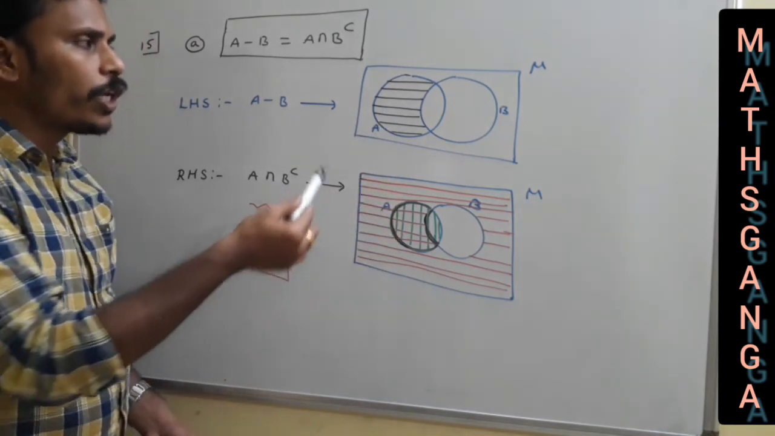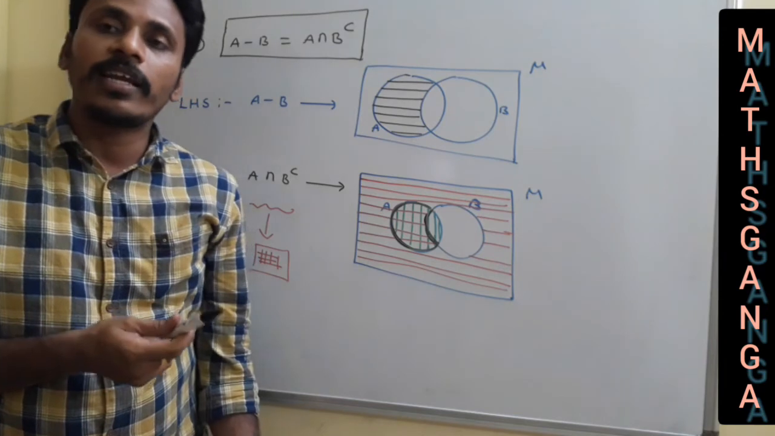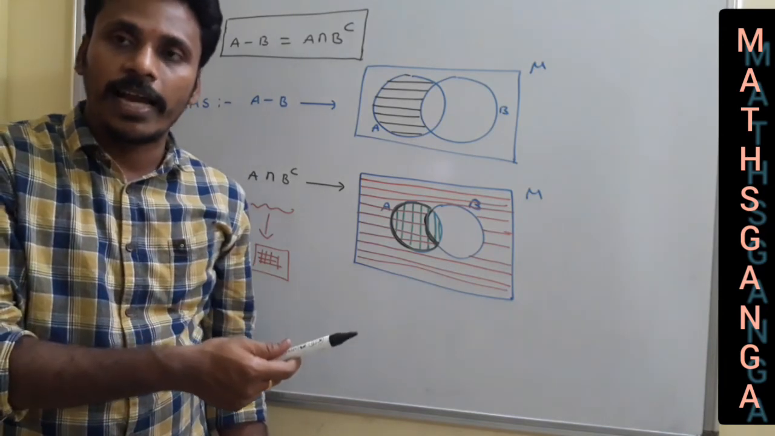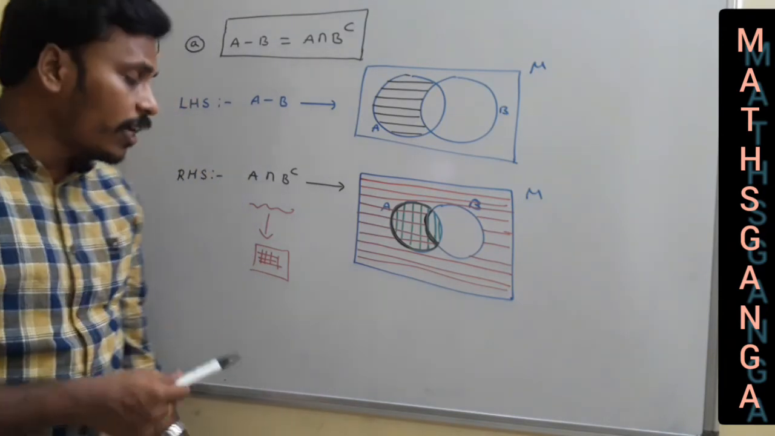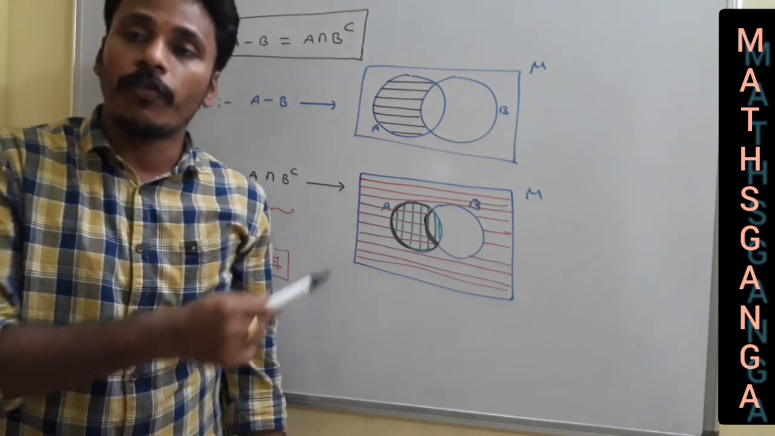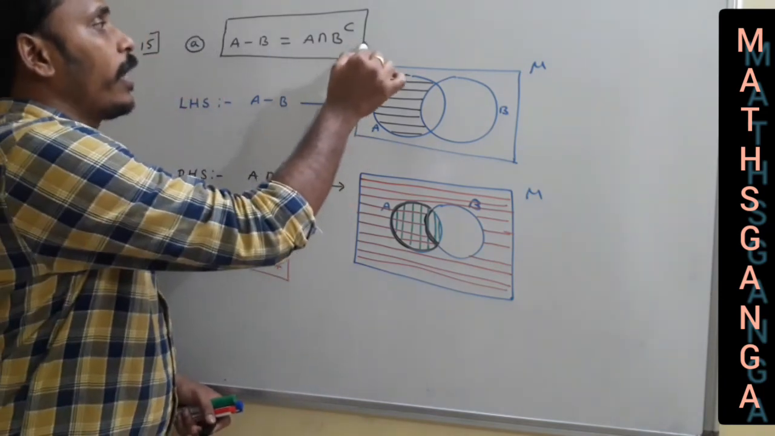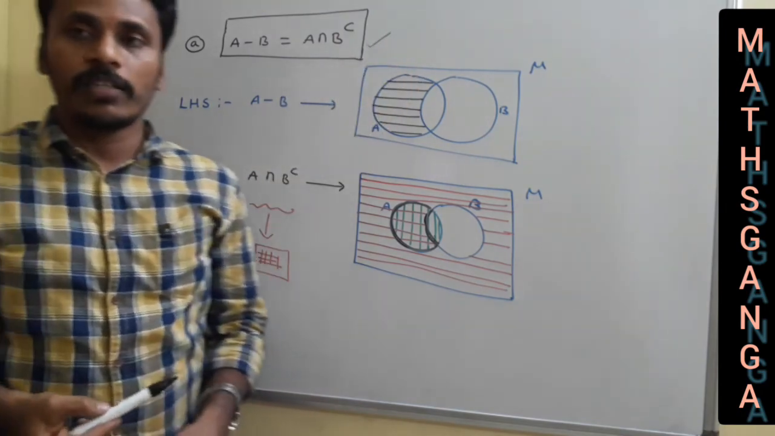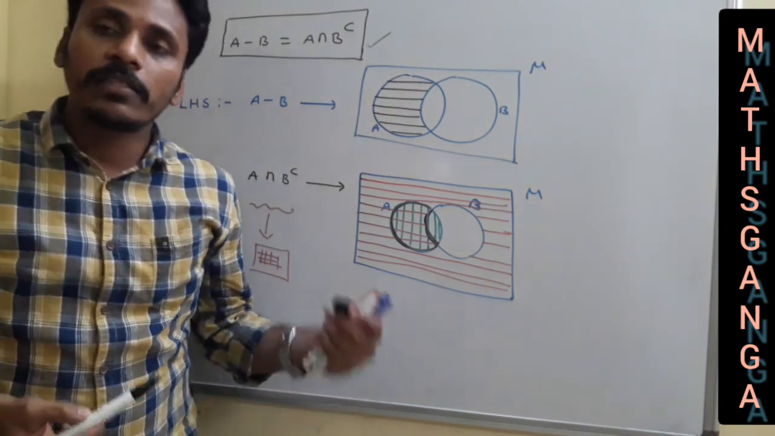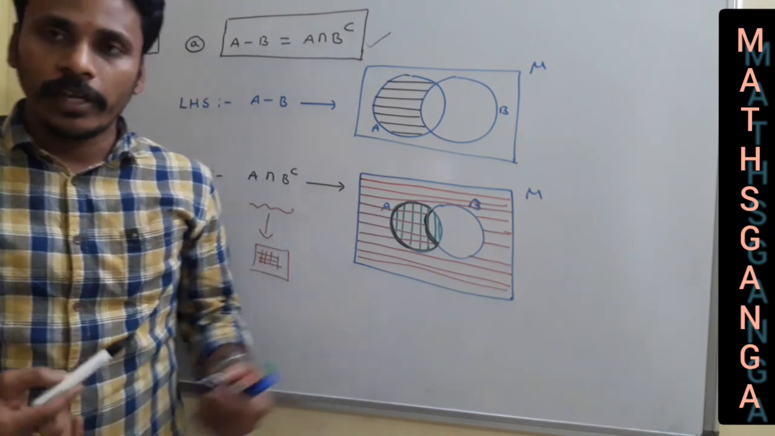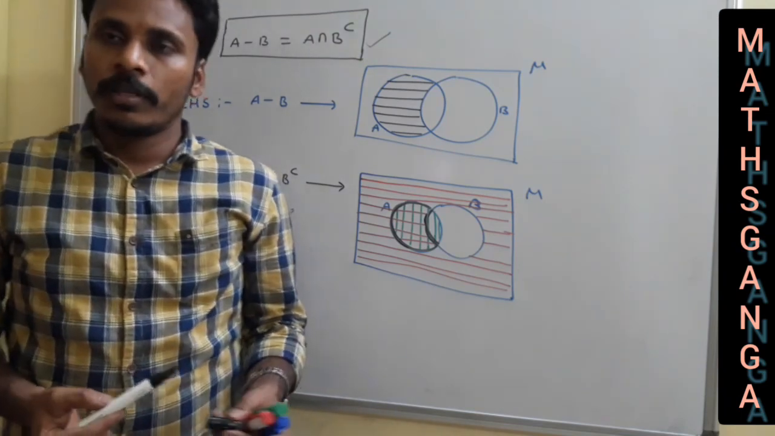So you need to write it like that: the region indicated by A minus B in the left side diagram and the region indicated by A intersection B complement in the right side diagram are the same, and that's why A minus B is equal to A intersection B complement. This is the way to prove the laws of sets using Venn diagrams. Just have a look.